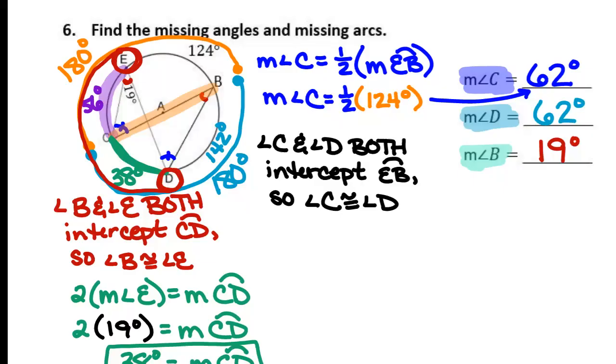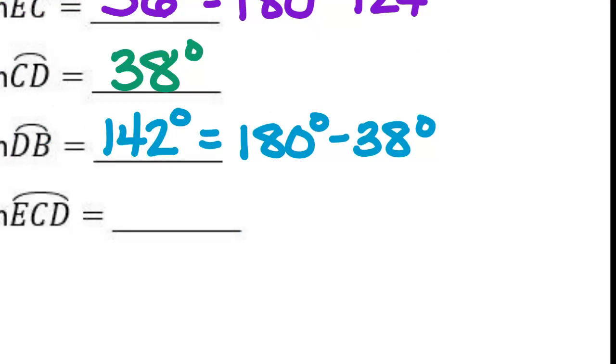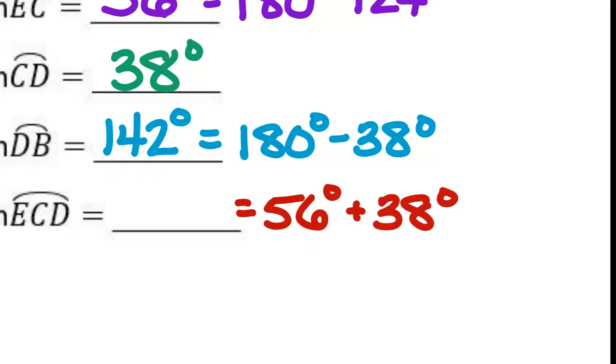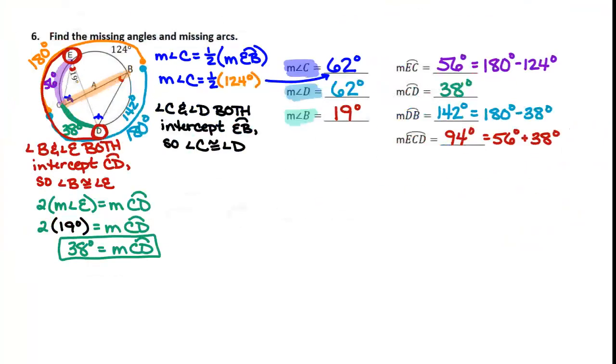Would you do 38 plus 55 and 180? Close, not 55, but 56. Yep. So 56, arc EC, plus 38. We're not going to add the 180 because the 180 is half of the whole circle, and we don't have the full half. But you're absolutely right. We're going to do 56 plus 38. And 56 plus 38 gives us what? 94, yes. All right. Nice work jumping back in.